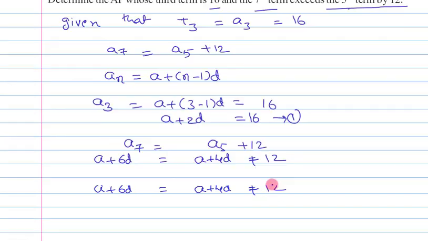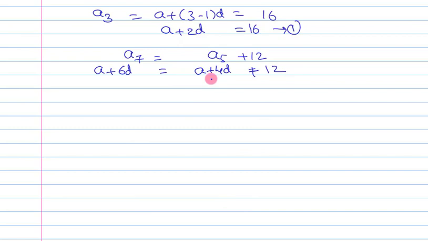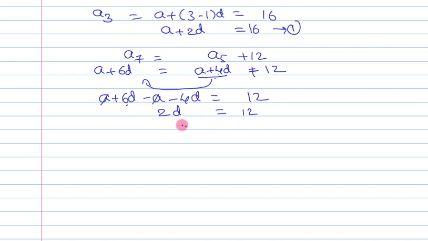Now I am transposing these terms from the RHS to the LHS. So a plus 6d, and a transposed to the other side becomes minus a, and plus 4d transposed becomes minus 4d, is equal to 12. Now a minus a gives 0, and 6d minus 4d is 2d. 2 times d is 12. From this, the d value is 12 by 2, which is 6.